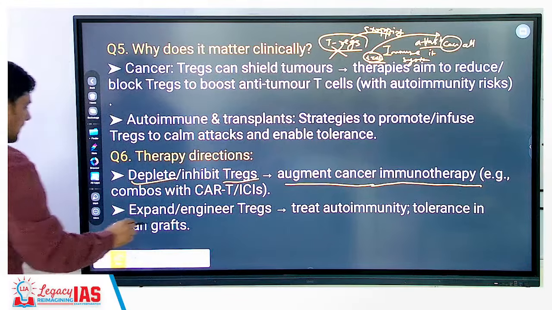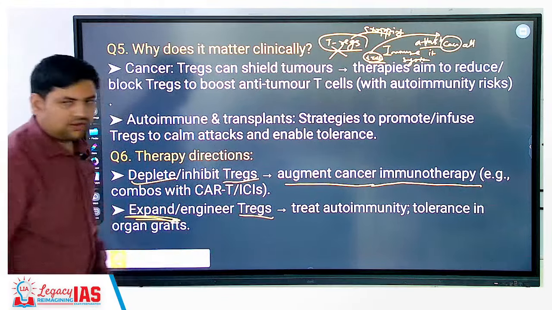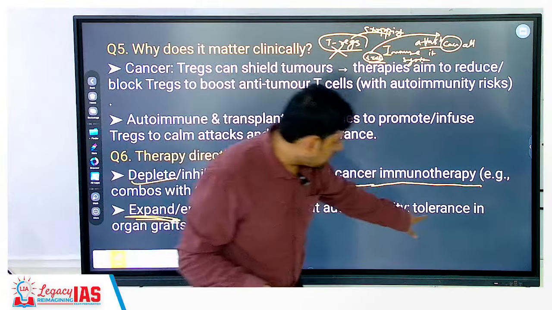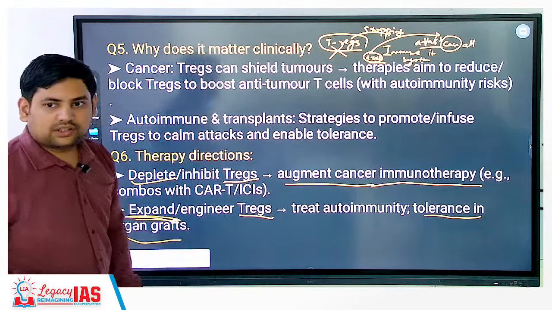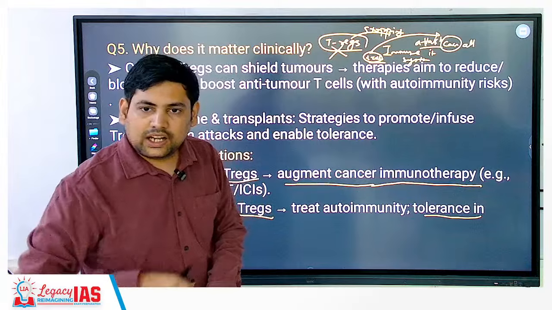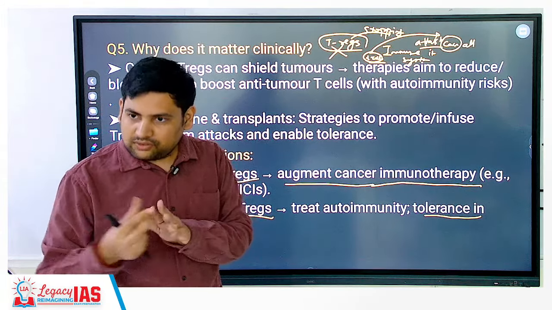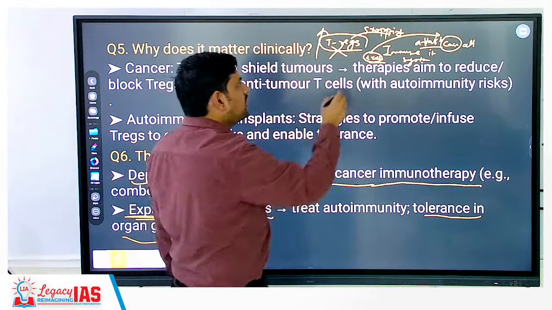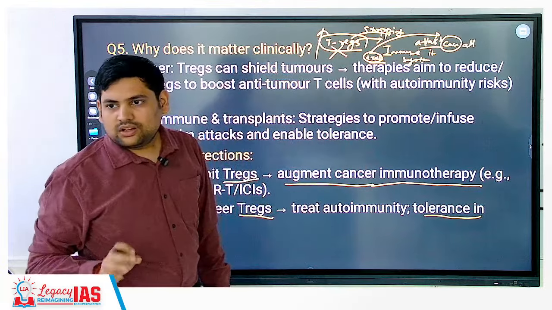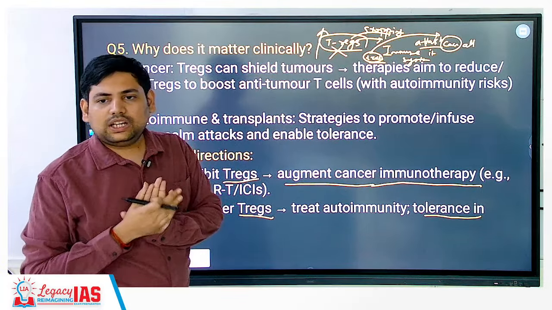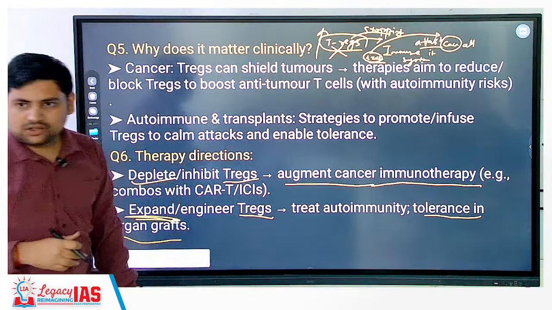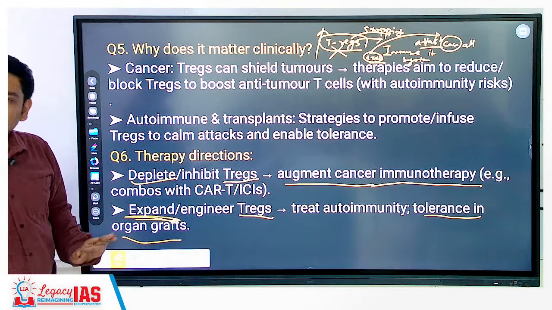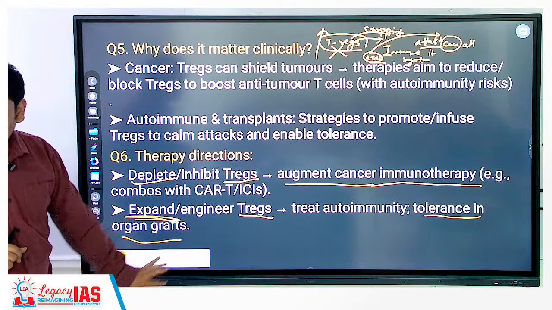Then next is expand Tregs. Now if I increase the concentration of these regulatory T cells, what will happen? Treat autoimmunity and tolerance in organ grafts. Now what was your body doing? Your body was immediately attacking anything foreign, like the prosthetic finger that I added. Now I can increase the quantity of Tregs. What will happen? This attacking will be stopped and the prosthetic will be properly accepted by my body. So this is the second use. One is with respect to depleting it, one with respect to increasing it. How can you change it? Using a change in genes. This is what they have discovered.